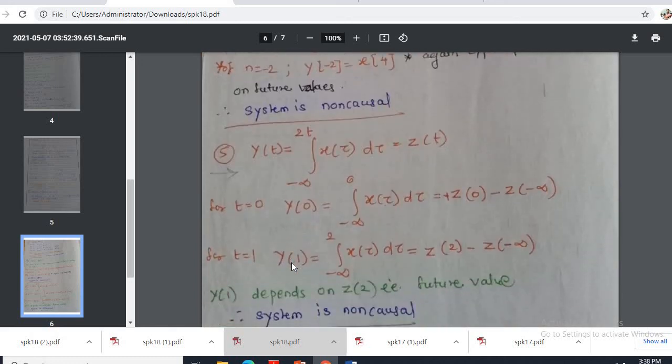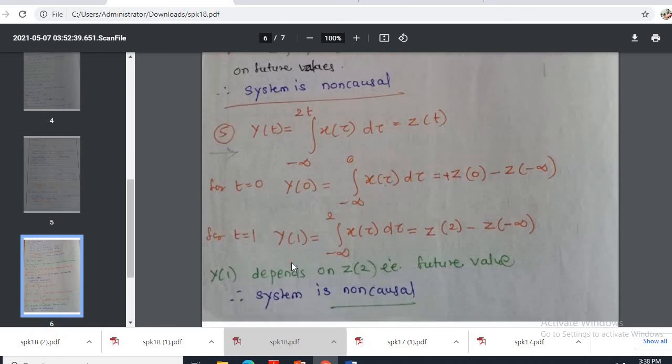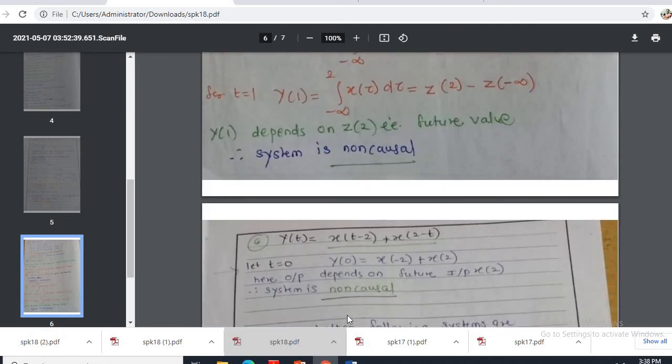Then y of t is equal to the integral of x of tau d tau from minus infinity to 2t, which is z of 2t. Now for t equal to 0, y of 0 will be the integral from minus infinity to 0 of x of tau d tau, which is equal to z of 0 minus z of minus infinity. Then t equal to 1, y of 1 is equal to the integral from minus infinity to 2 of x of tau d tau. So it is going to become z of 2 minus z of minus infinity. So y of 1 depends on z of 2, that is a future value. Here 2 is the future value, 1 is the current value. So therefore the system is said to be non-causal.